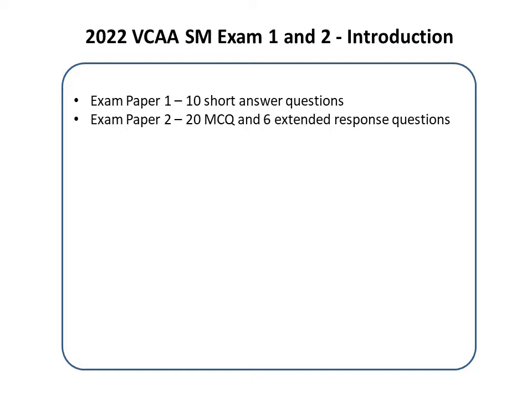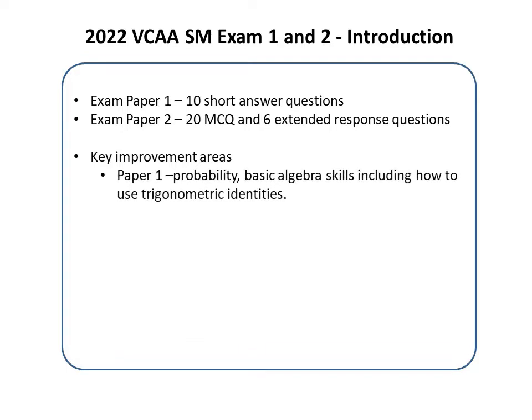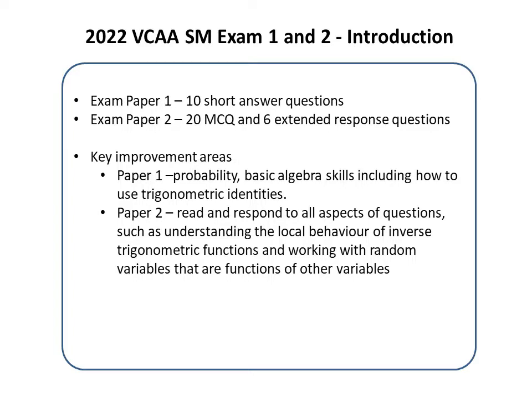In exam paper 1, key improvement areas are probability and basic algebra skills, including how to use trigonometric identities. In exam paper 2, students need to improve on their reading and ability to respond to all aspects of questions. For example, understanding the local behavior of inverse trigonometric functions, and working with random variables that are functions of other variables.